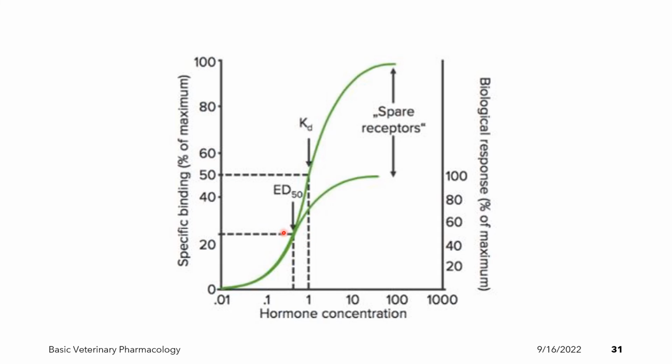So at this particular portion of the graph, 50% maximal effect has been achieved at about 30% binding. At 50% binding, 50% maximal binding, 100% of the biological response has already been achieved. So therefore, the other 50% of the receptors are still unoccupied. So in this example, the spare receptors exist.